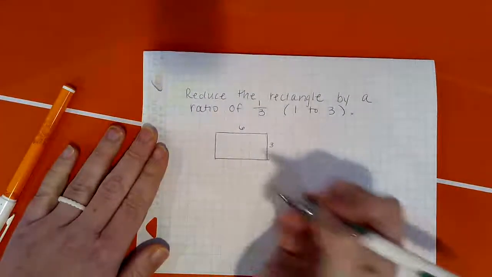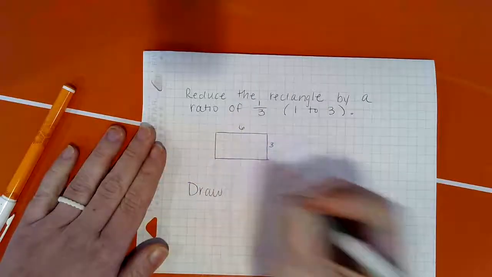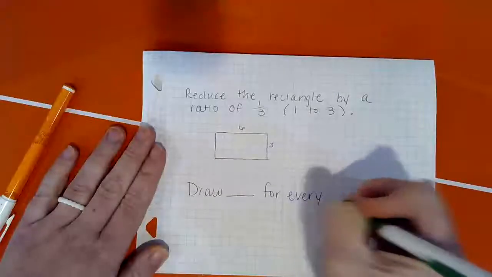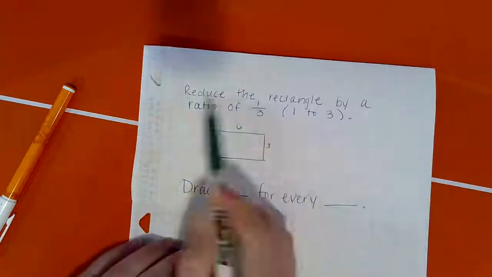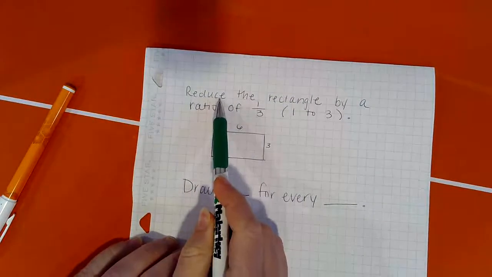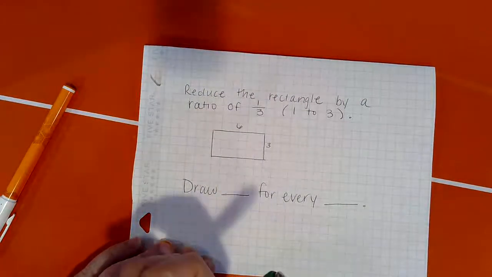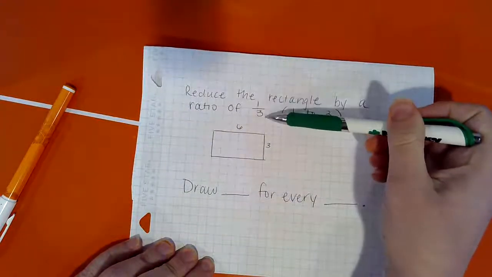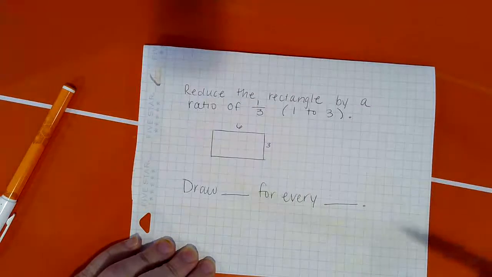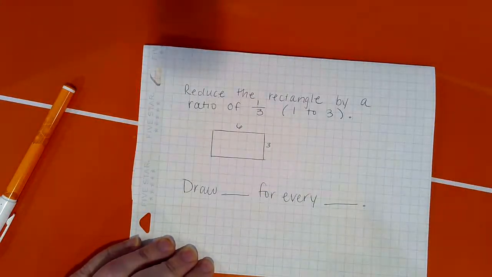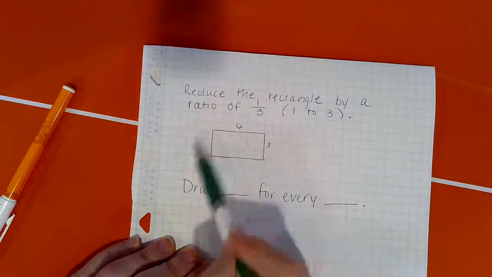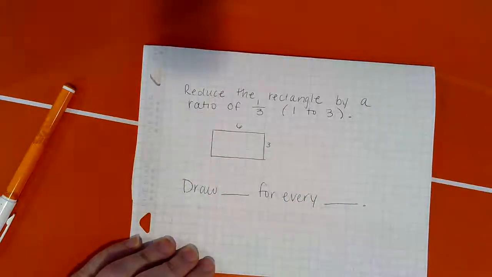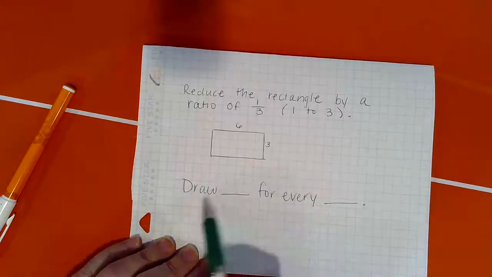So first thing that I always do, like I said, is I write out that phrase, draw blank for every blank, okay? And again, it says reduce, so we're expecting right away that we're going to be drawing a shape smaller than our original shape. And also I see the ratio or the fraction 1 to 3, 1/3. That is smaller than 1. So again, anytime we're using a ratio smaller than 1, we're going to expect our shape to get smaller. So all those clues, again, we want to check our thinking, make sure we're doing the right thing here, and then write out this phrase.